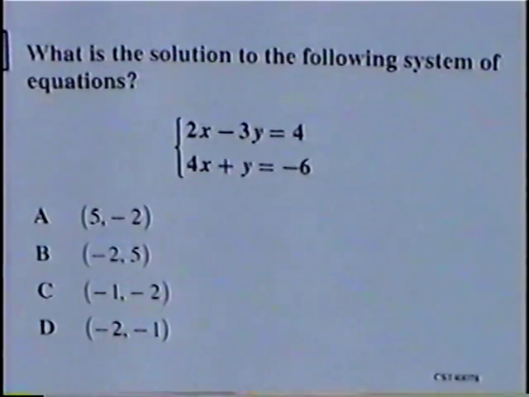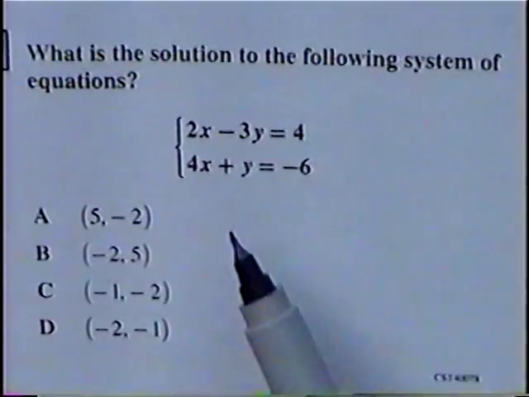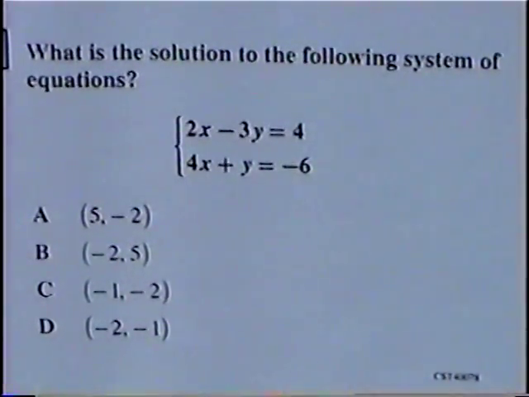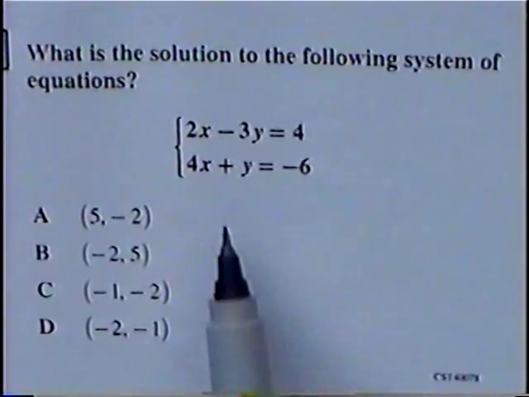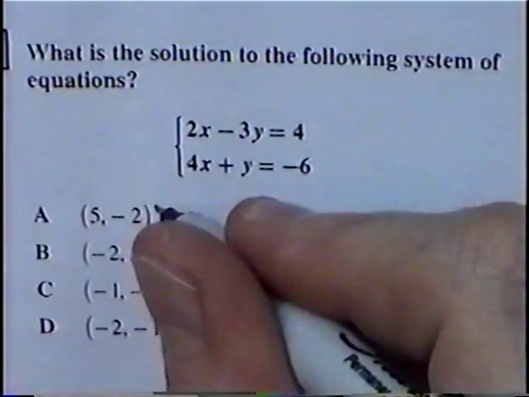Solving the system of equations. If you want to, you could plug in the points for A, B, C, and D and see which set of points works. Otherwise, you could solve by substitution or elimination. If we do elimination, the second equation, to cancel out the y values, we can multiply by 3.